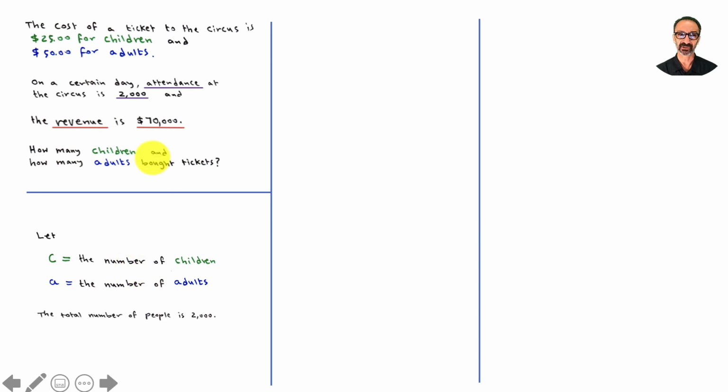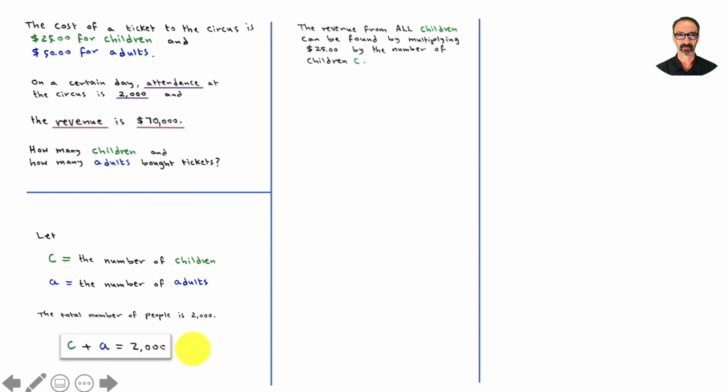So the total number of people is 2,000, which was given to me right here. That means now we have one equation: C plus A, number of children plus number of adults walking in, buying tickets, adds up to 2,000. Now, the revenue from all children can be found by multiplying $25 by the number of children, C. So the money coming in selling tickets for children is 25C. Imagine if you sell two tickets. That's going to be 2 times 25. 3 tickets, that's going to be 3 times 25, $75. So that makes sense. Money coming in from selling tickets to children.